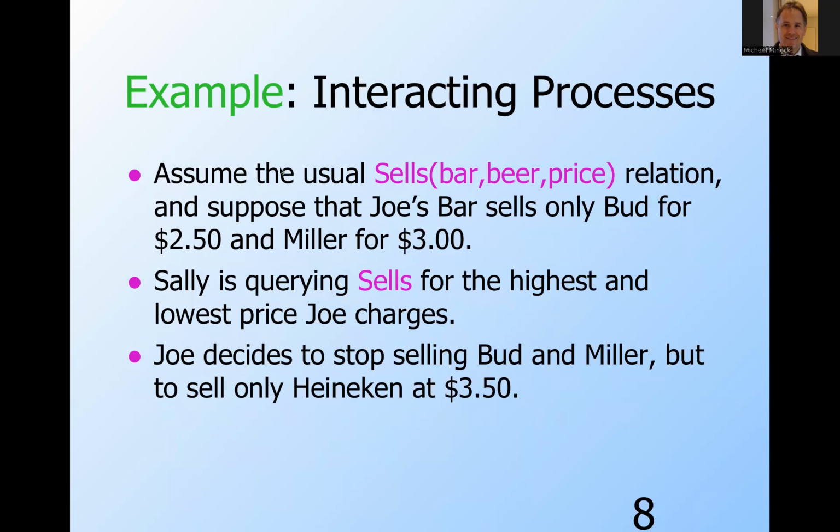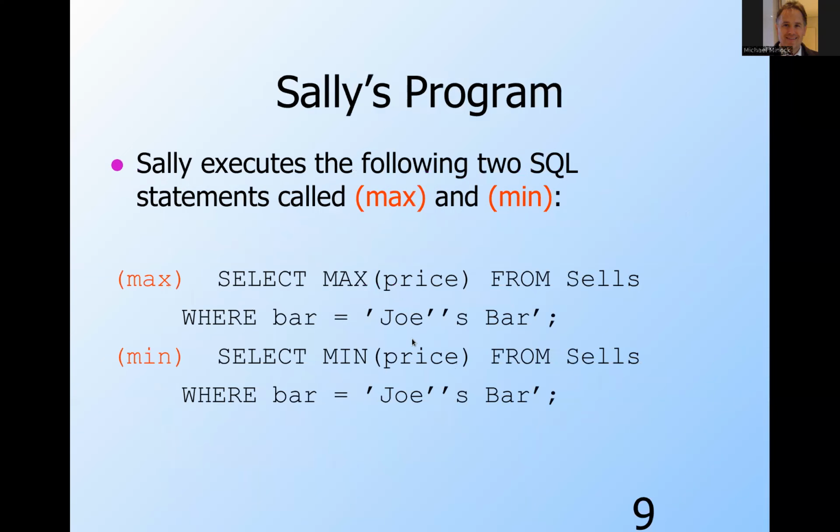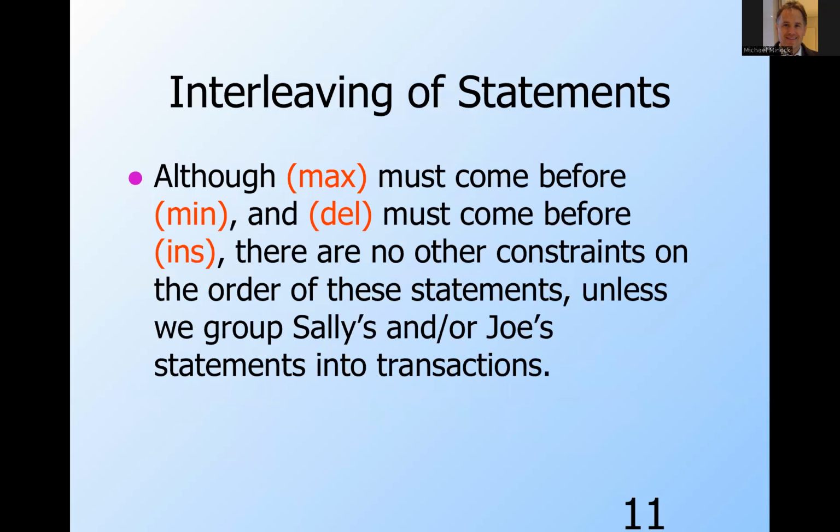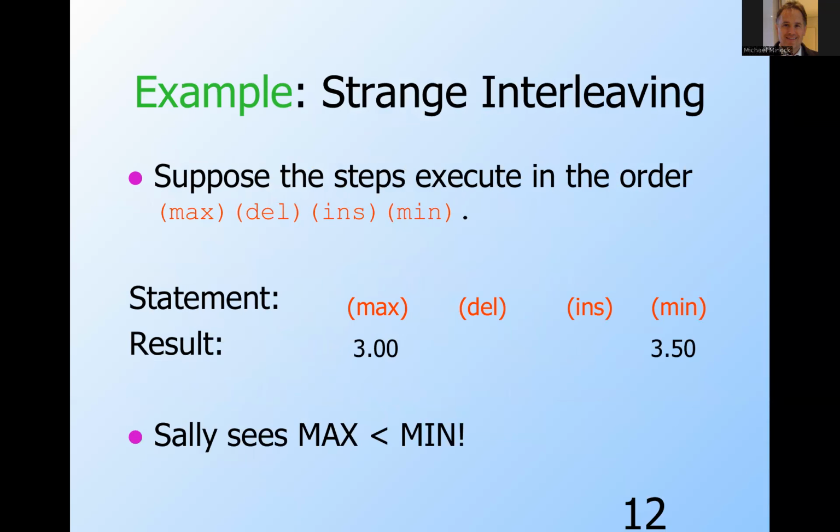So here's the example we were talking about before. Assume that we have Sells, where a bar is selling a beer at a certain price. Suppose that Joe's bar sells only Bud for $2.50 and Miller for $3. Sally is querying Sells for the highest and lowest charges. This example shows that if you don't regulate it, you wind up in a really strange situation.